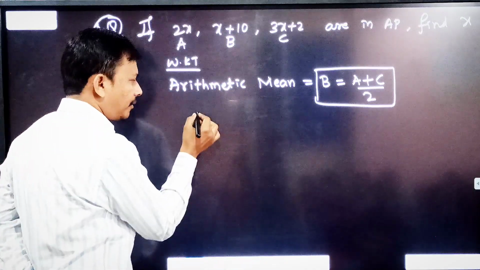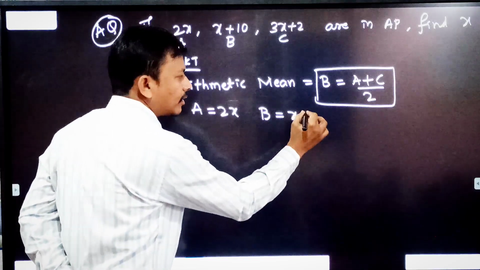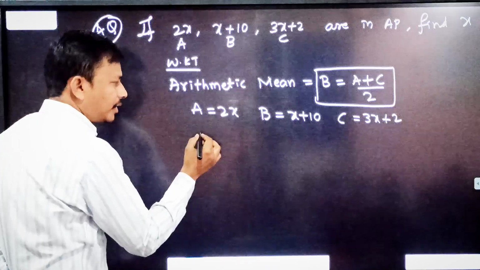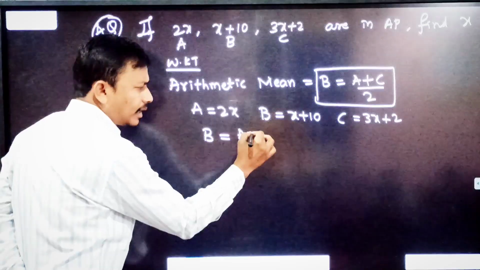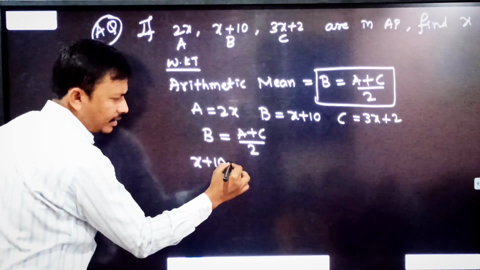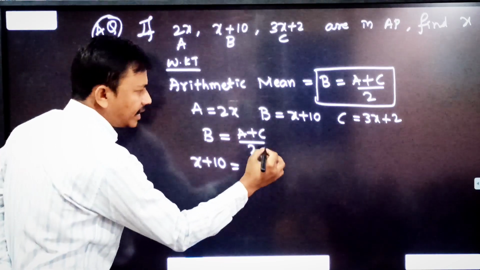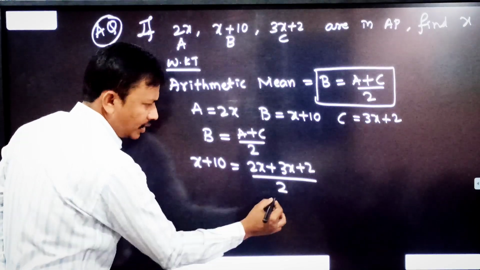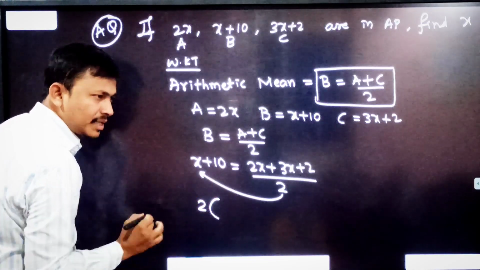Then what is the A value here? What is A? 2x. What is B? X plus 10. What is C? 3x plus 2. Then what we need to find out? X value. We know that B is equal to A plus C divided by 2. What is B value? X plus 10 is equal to, A is 2x, C is 3x plus 2, whole divided by 2. Division 2 will become multiplication 2. 2 multiplication means bracket.